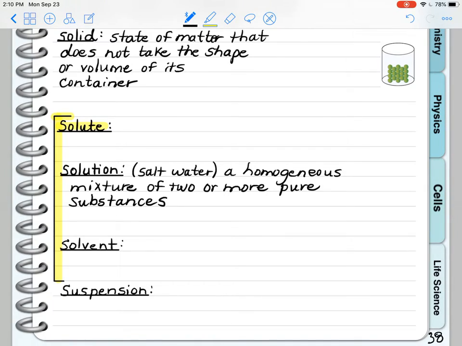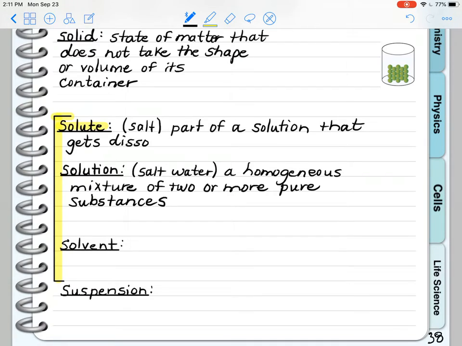So let's jump back up here to solute. In our salt water mixture, the solute is the salt. It is the part of the solution that gets dissolved. So you put some salt in some water, the salt seems to disappear. That's the solute. If you put sugar in lemonade, that sugar will seem to disappear. That's a solute.